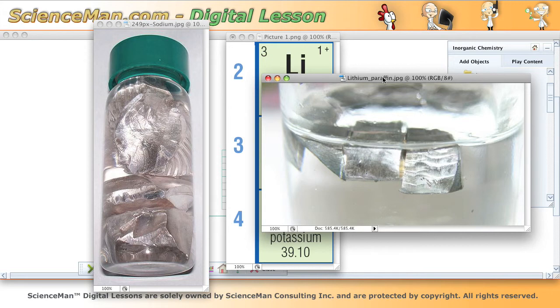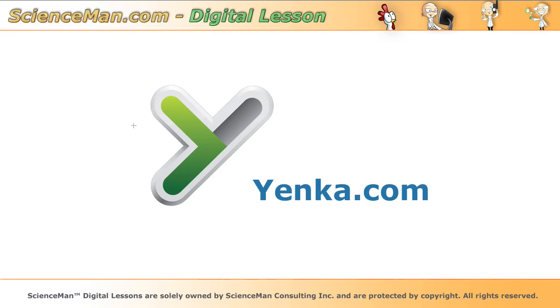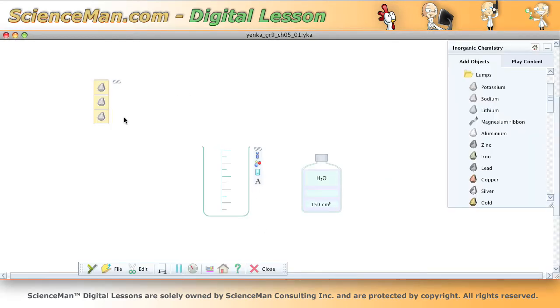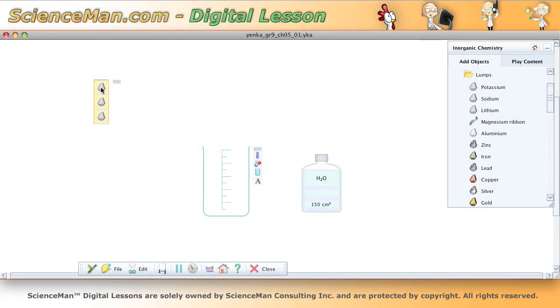Now, to play with that in the lab is a little bit dangerous, so what we're going to do today is do a simulation of it. And here, what I have is some lumps of these metals, and I'm just going to start with the first one. I'm going to take some lithium and put it in this beaker, and then I'm going to drop some water in the beaker, and we'll see what happens.